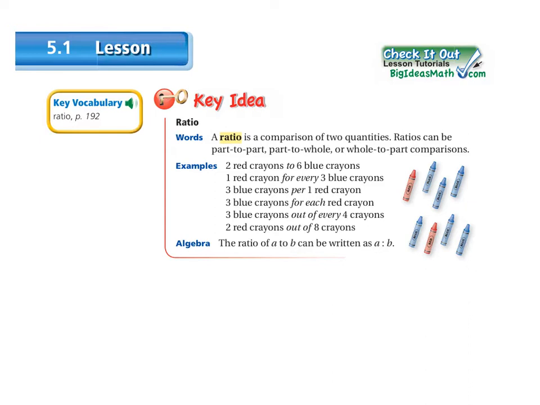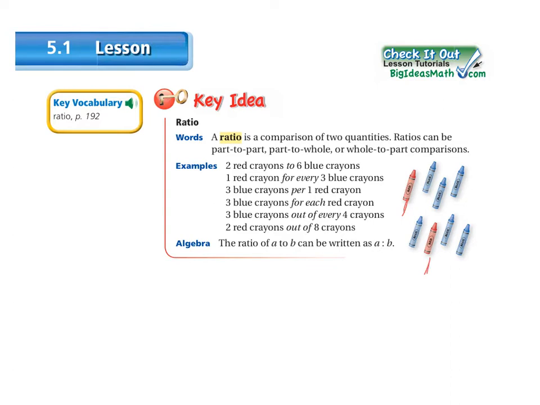So if you'll look here and kind of follow along, I'll just read through this. First of all, the definition: a ratio is a comparison of two quantities. Ratios can be part to part, or part to whole, or whole to part, meaning it can be pretty much anything that you want. You just have to read what the problem says. So 2 red crayons to 6 blue crayons. So that's saying the 2 red to the 6 blue.